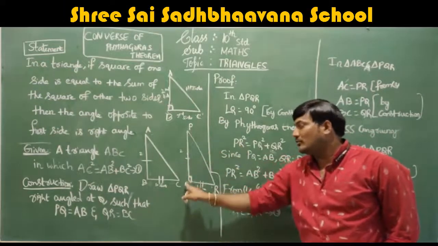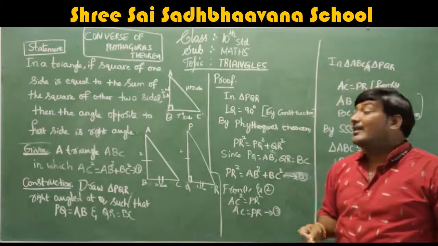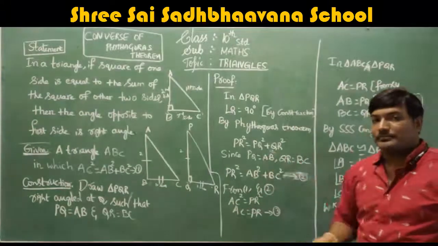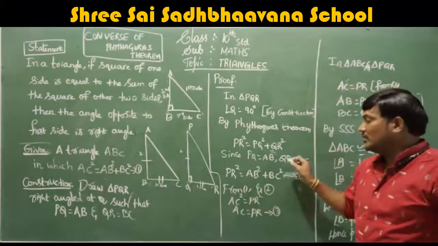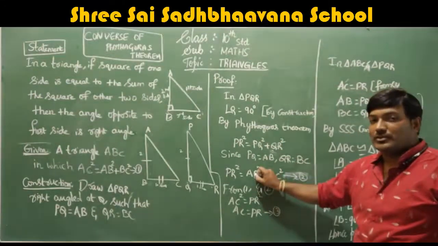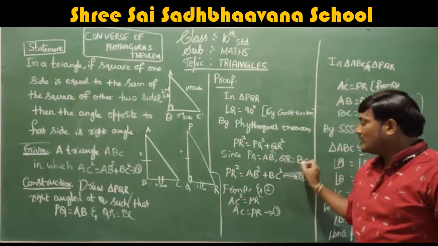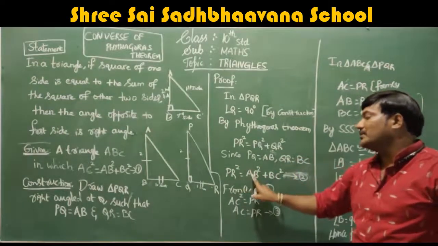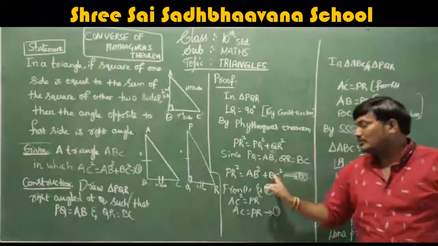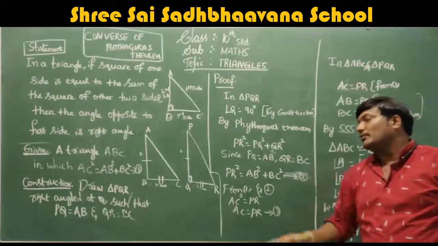PR square is equal to PQ square plus QR square. And we know that from construction, PQ is equal to AB, and QR is equal to BC. In the place of PQ, substitute AB, and QR you can substitute BC. So PR square is equal to AB square plus BC square. Instead of PQ and QR, we have substituted AB and BC. So, take this as equation 1 and 2.